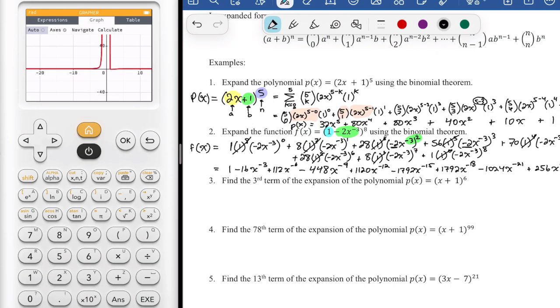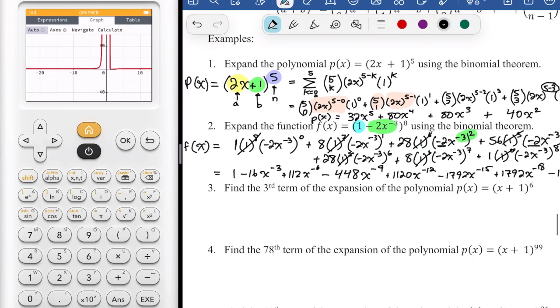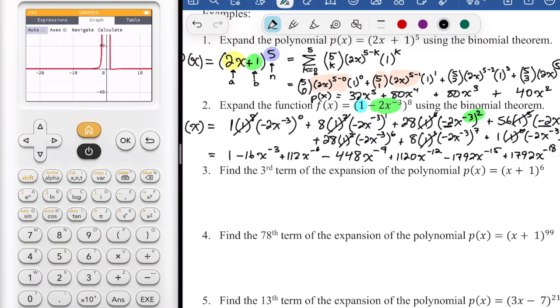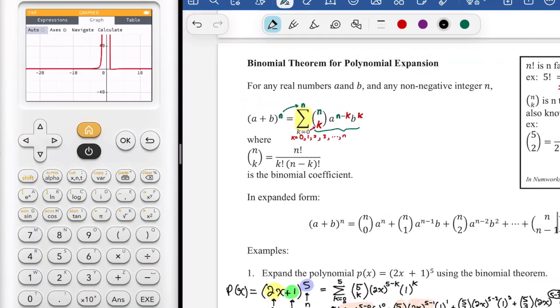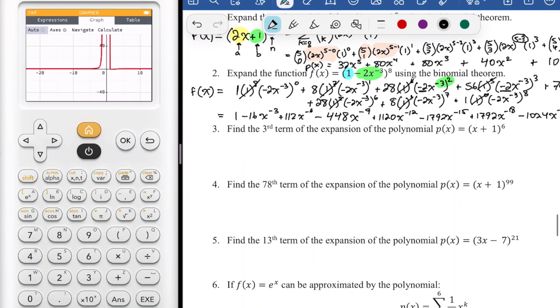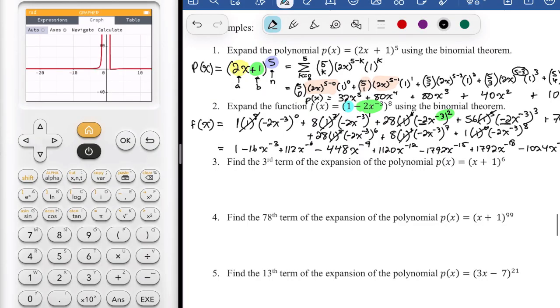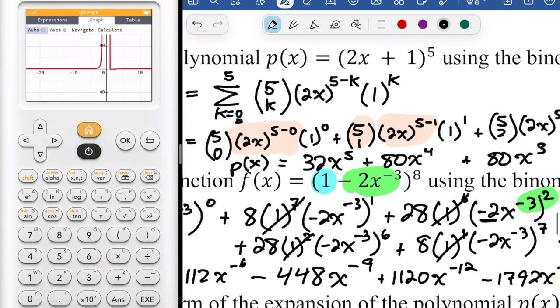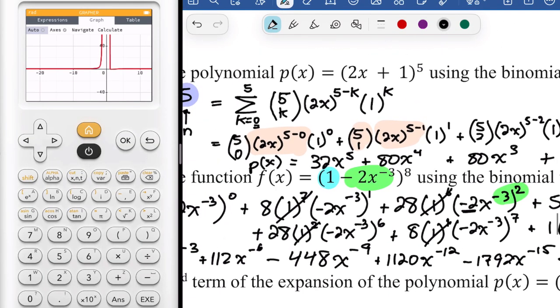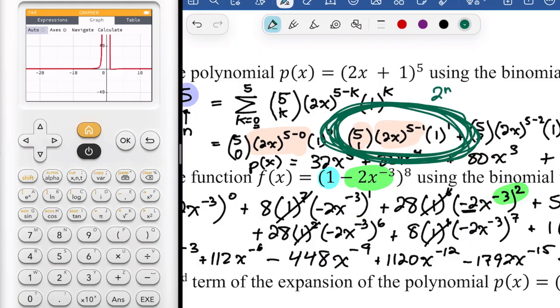All right. Number 3 is find the third term of the expansion of the polynomial. So here, I don't need to list out the entire thing in order to come up with this result, and that's where the binomial theorem comes into play. Going back to an example that we already did, if I had, let's say, this term here, this is my second term, the second term of my expansion, right?